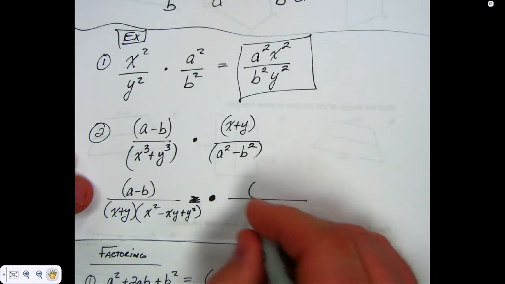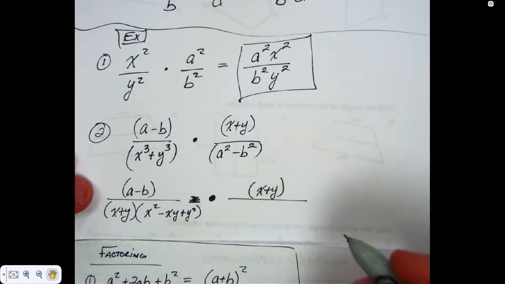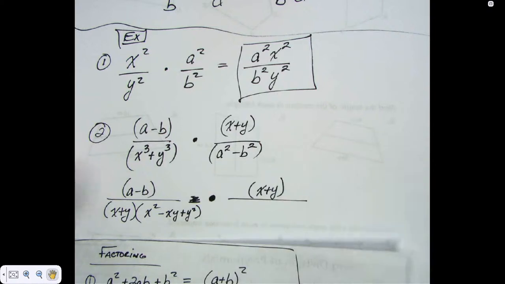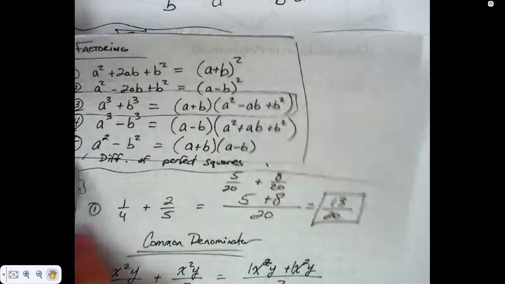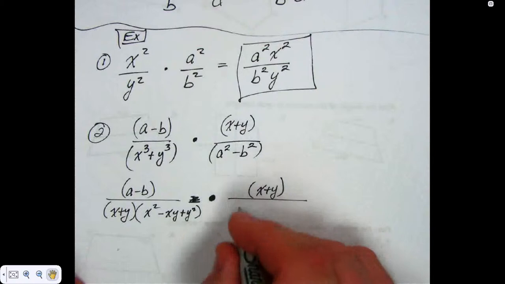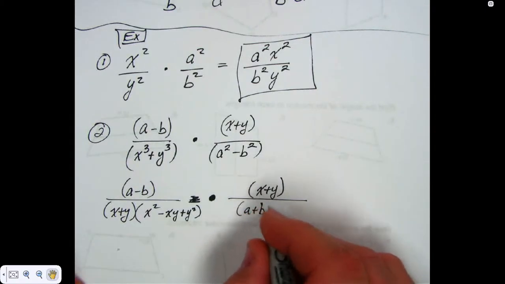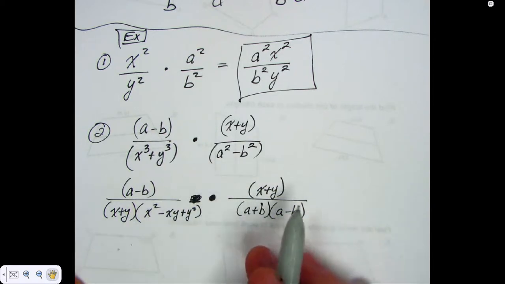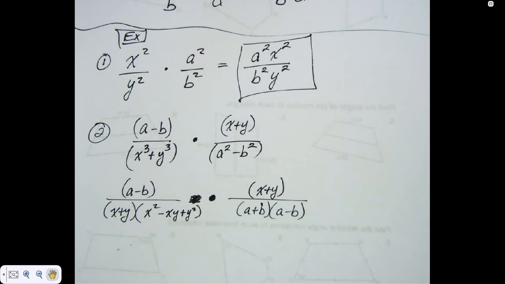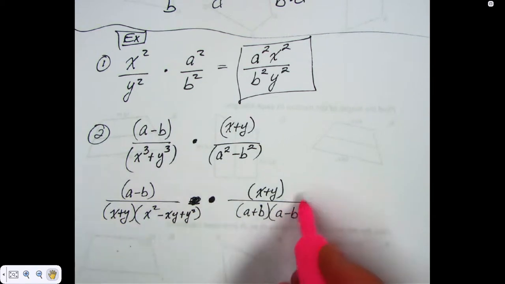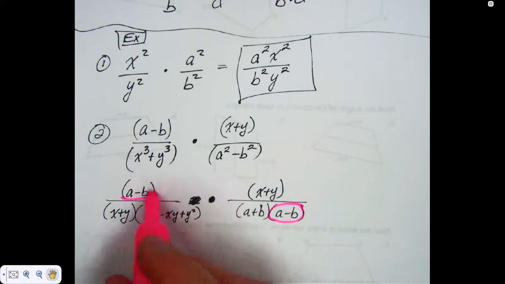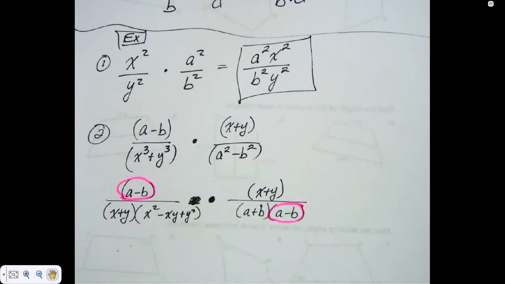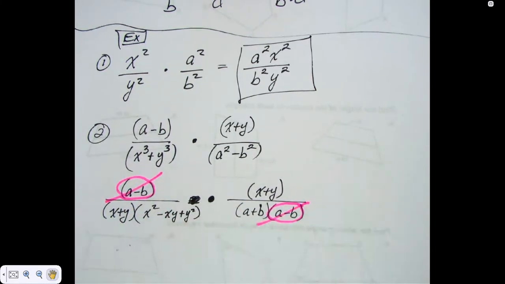If you look up here on top, there's nothing more to do here. But on bottom, that is the difference of perfect squares. That is just like number 5. So I could factor that into a plus b times a minus b. Now look at this. When I multiply these, is there anything to reduce? If you'll notice, isn't this and this now the exact same thing? Won't they cancel?